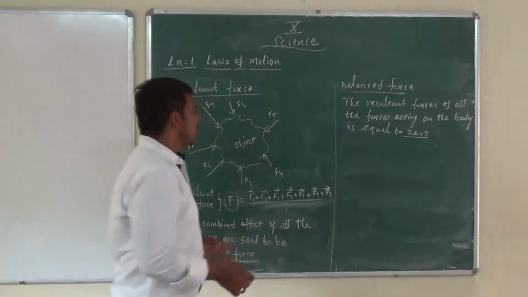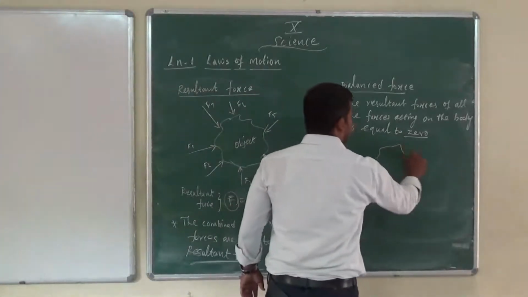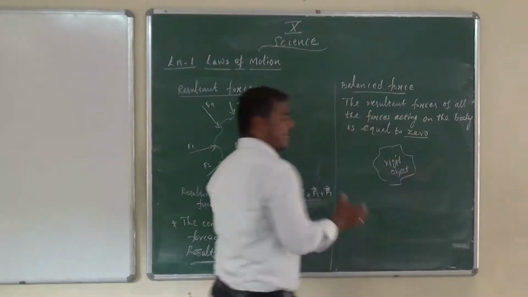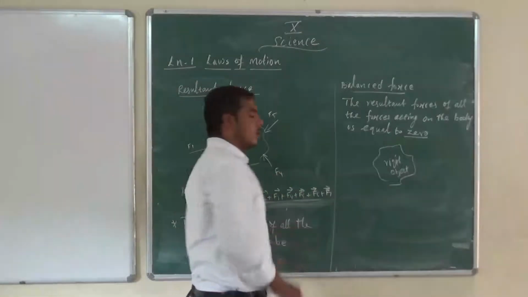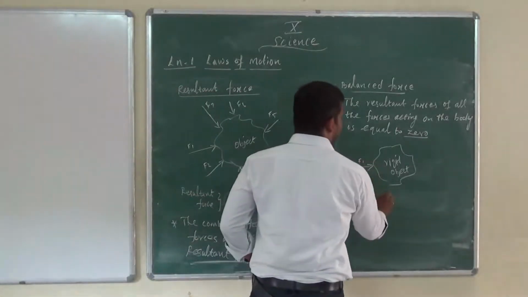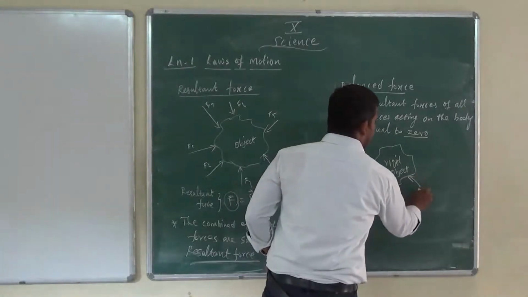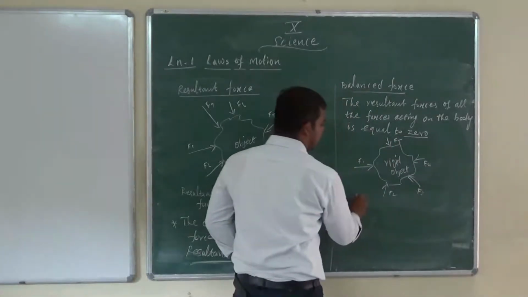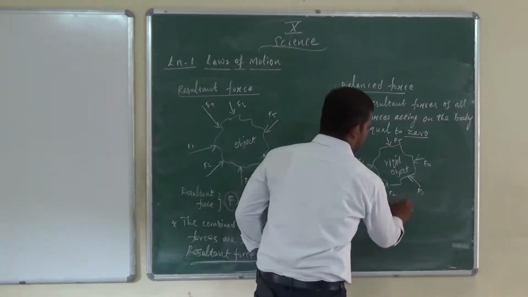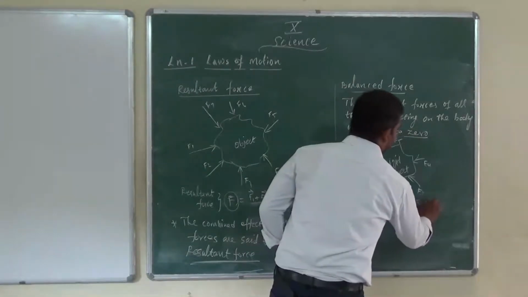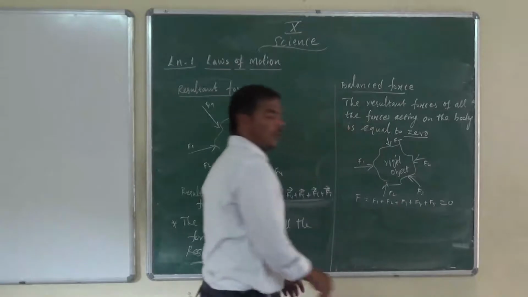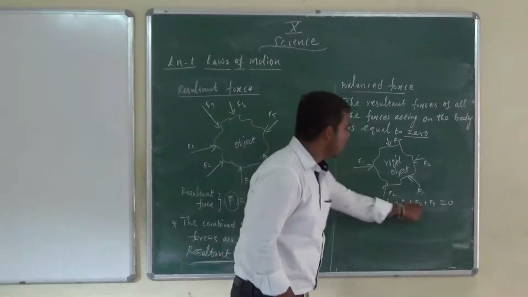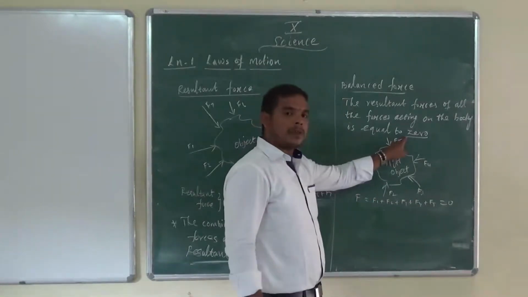That means, see, I'll take one rigid object. Rigid means like an iron rod or iron ball. See here, a number of forces: F1, F2, F3, F4, F5. So what is the resultant? F is equal to F1 plus F2 plus F3 plus F4 plus F5, and that is equal to 0. The resultant force of all the forces acting on the body is equal to 0.